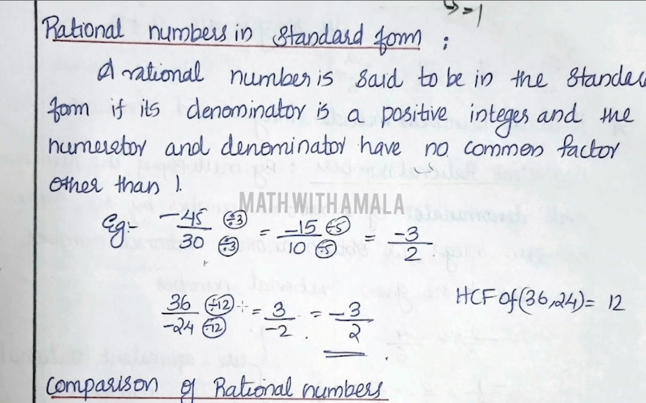36 divided by minus 24. Here the numerator is positive and the denominator is negative. So this is not in the standard form. This negative has to be placed at the numerator. And you can divide it with 12 in order to get the standardized form. 3 by minus 2. And it is again to be written in the standard form, minus 3 by 2. HCF of 36 and 24 is 12. That's why we divided it with 12.